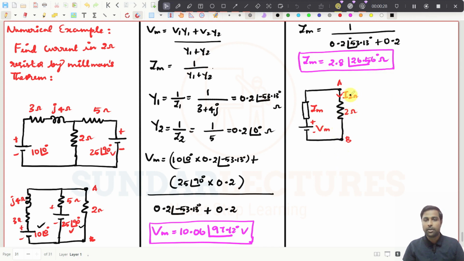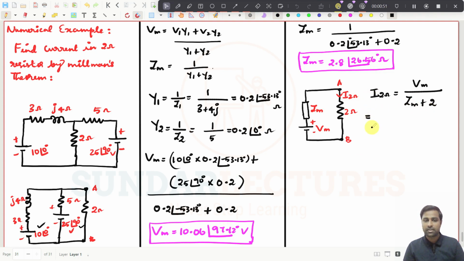Now you see, you need to find what is the current through the 2 ohms resistor. So what is the formula now? So I through 2 ohms can be written as, there is only one voltage source, that is Vm, divided by Zm plus 2, that's all. You can just substitute now these expressions Vm and Zm in this one. So what will you get?